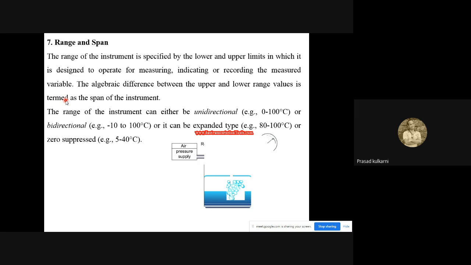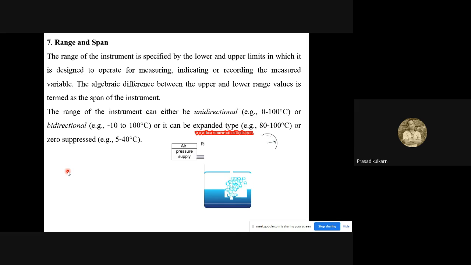If you have a tachometer, that tachometer can measure a minimum of 10 rpm and a maximum of 2000 rpm. That is called a range. The algebraic difference between upper and lower range values is called the span. I gave you an example here: 10 rpm can be measured as the minimum and a maximum of 2000 rpm.